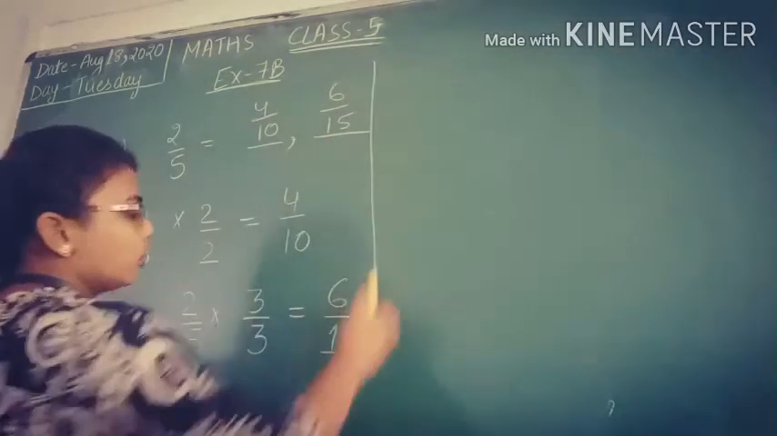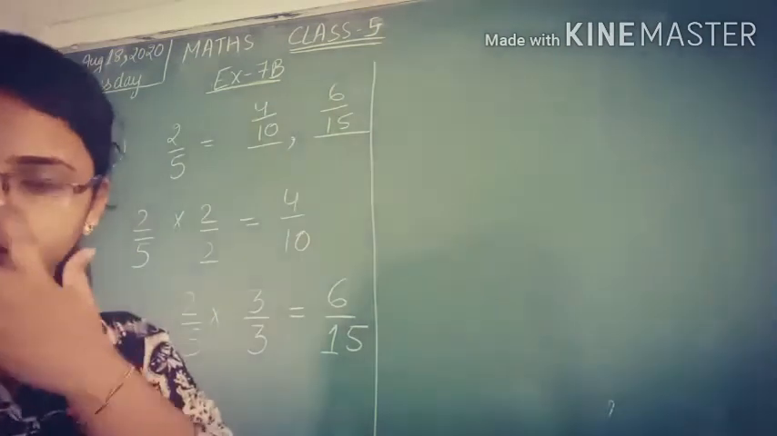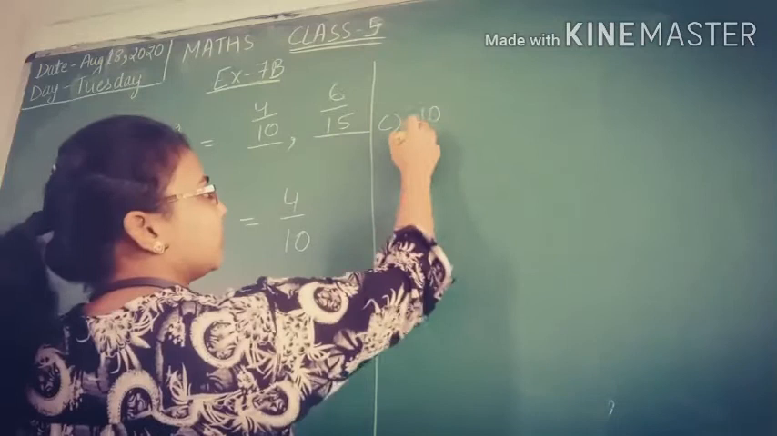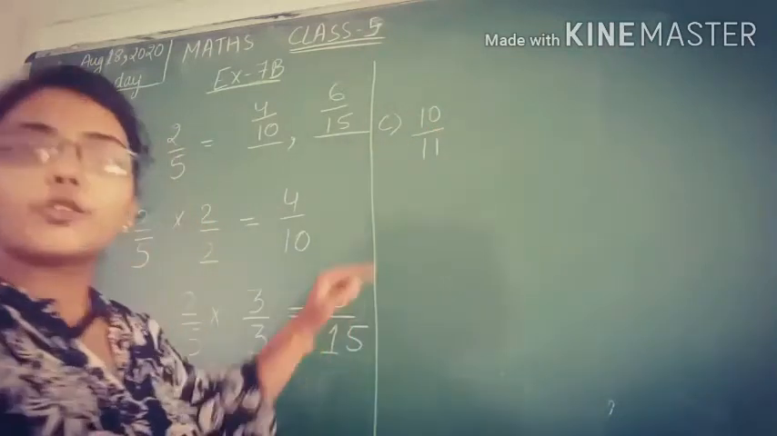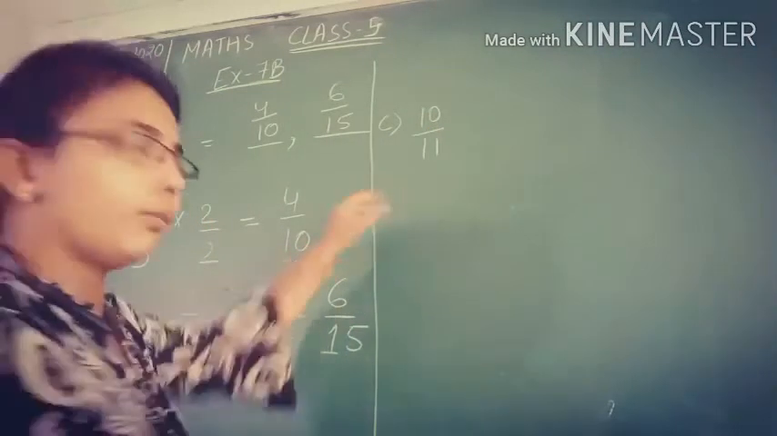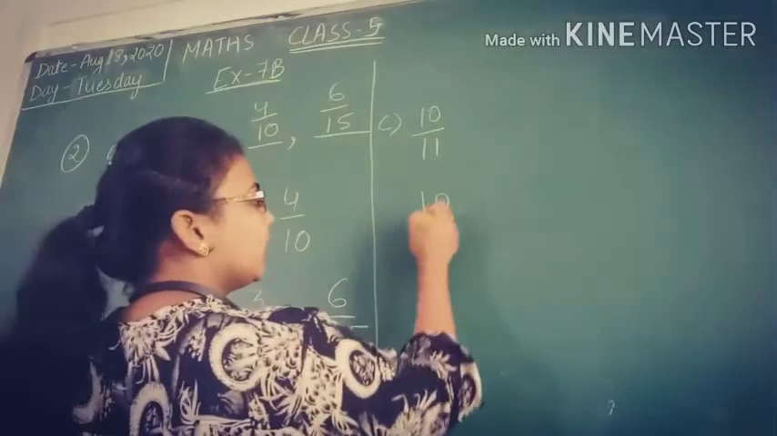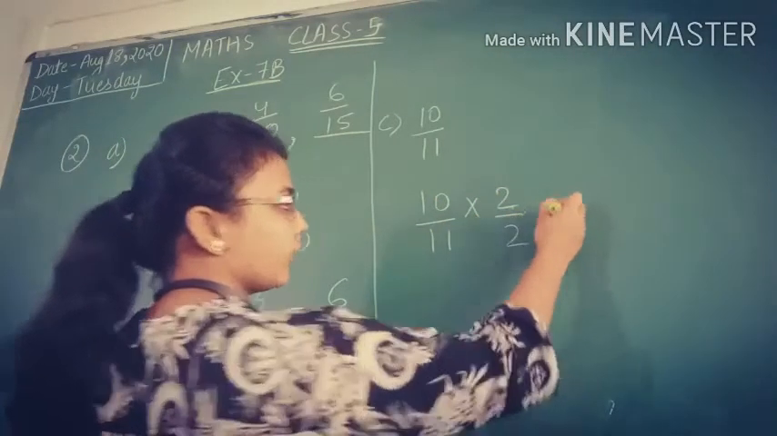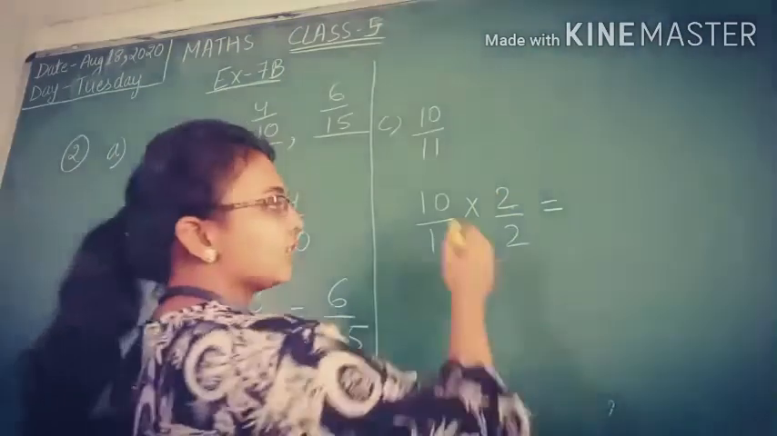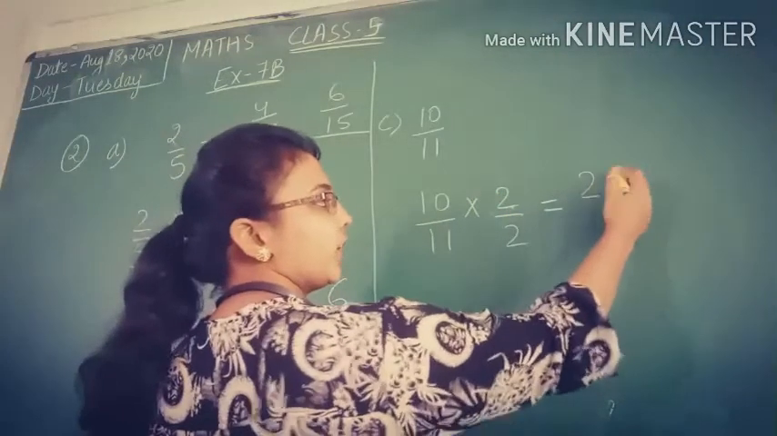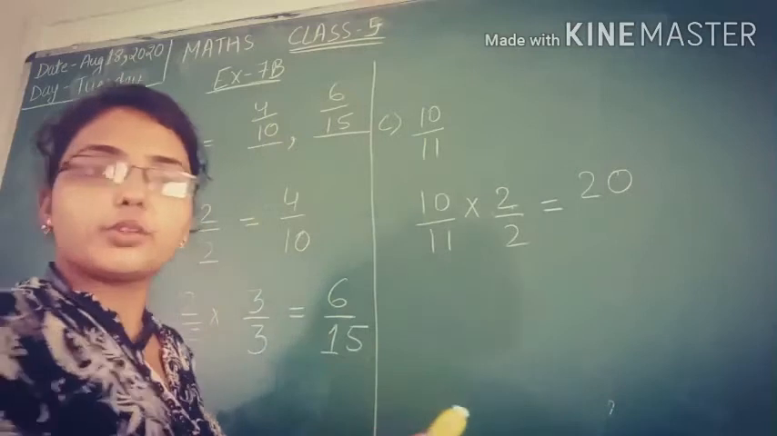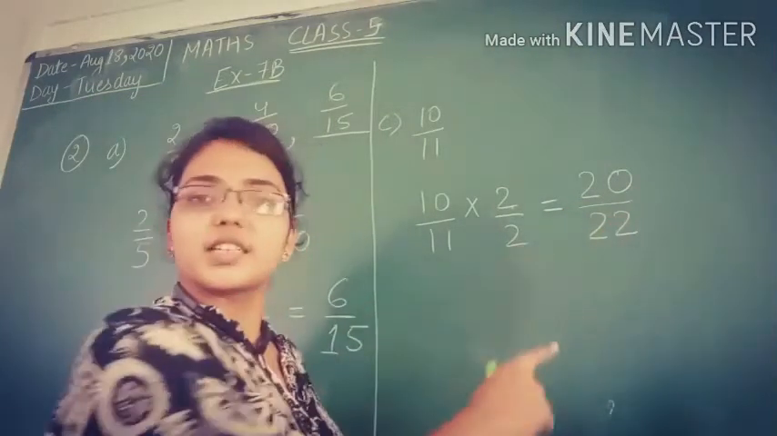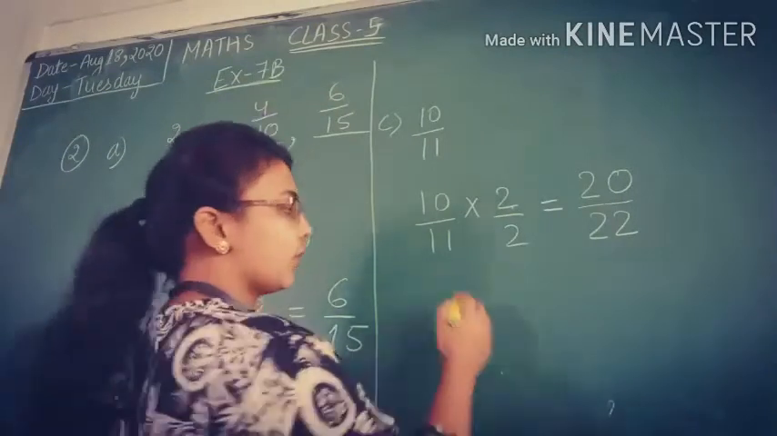Let's do one more question. I am doing one more question for all of you, that is 10/11. You have to find the equivalent fraction of 10/11. So how will you find it? In 10/11, first just multiply with 2 in the numerator and denominator. So what you will get: 10 multiplied by 2 is equal to 20, right? 10 multiplied by 2 is 20, and then 11 multiplied by 2 is 22. So this is the first equivalent fraction of this fraction.